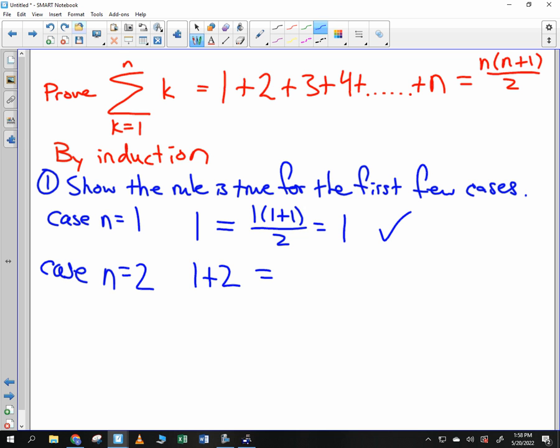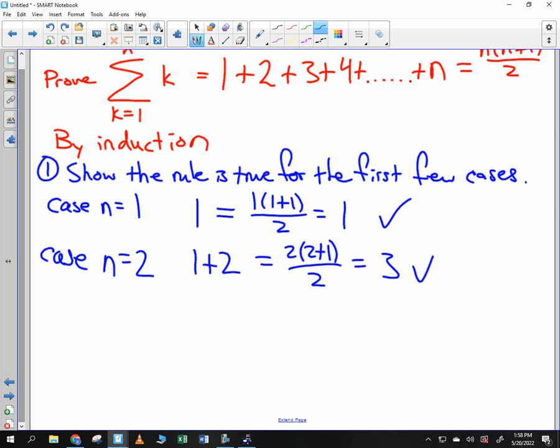We're going to see if that is equal to, what do we now plug in for n? 2. Case n equals 2. So we get 2 times 2 plus 1 divided by 2. Well, I know that 1 plus 2 is 3. Does this side come out to be 3 as well? It sure does. That was kind of snazzy. I like that. I wonder if it works for case n equals 3.